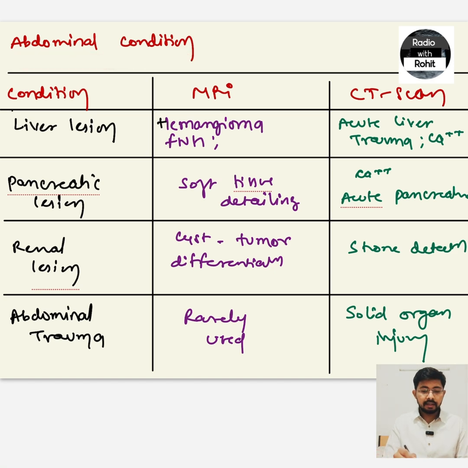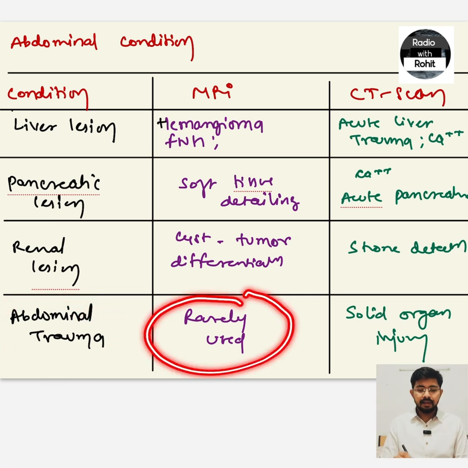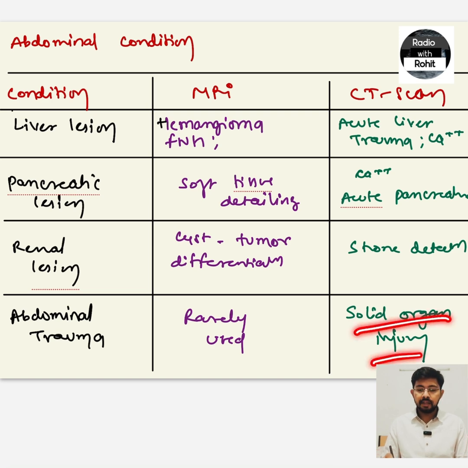For abdominal conditions, liver lesions like hemangioma and focal nodular hyperplasia will be detected better on the MRI, but for acute liver trauma or calcification, we can prefer CT scan. For pancreatic lesion, if you want detailing of the soft tissue, then we have to prefer the MRI, while for calcification or acute pancreatitis-like conditions, we can prefer the CT scan. For renal lesions like cyst or tumor differentiation, we will prefer the MRI, but for stone detection, we will prefer the CT scan.